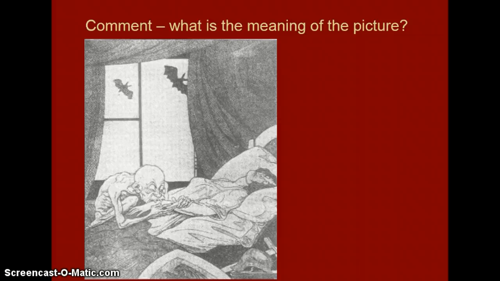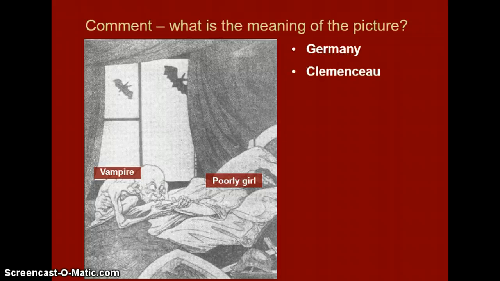So what about the comment? What is the meaning of the picture? Let's look at the poor girl. That would be Germany. How about the vampire? Well, the vampire symbolizes Clemenceau. Remember, the Prime Minister of France, the President of France at the time of the Treaty of Versailles.